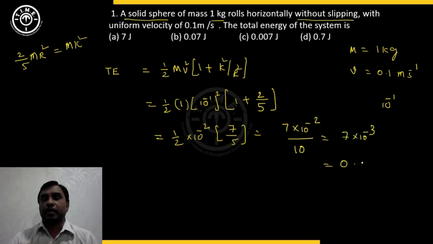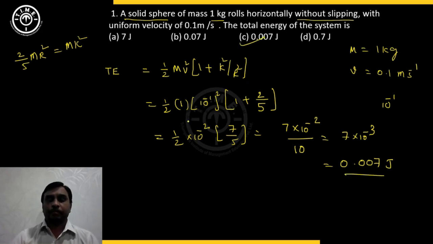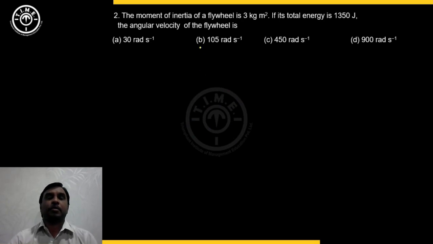So the answer is 0.007 joules. So that is option C, correct. Moving to the next question.